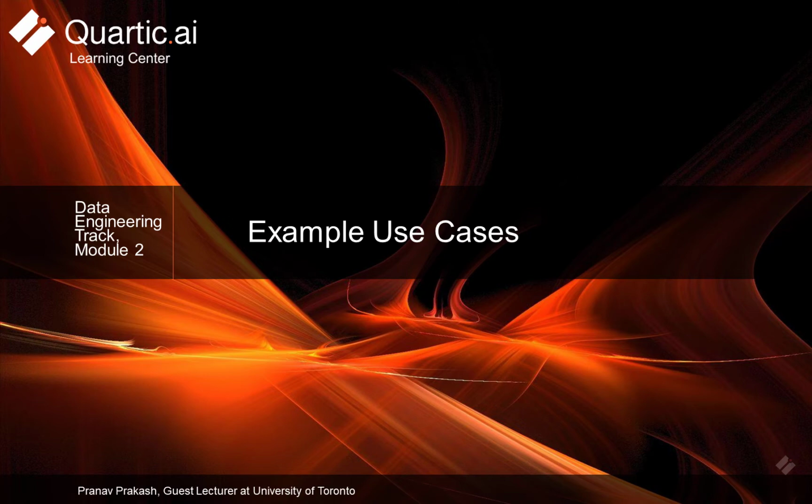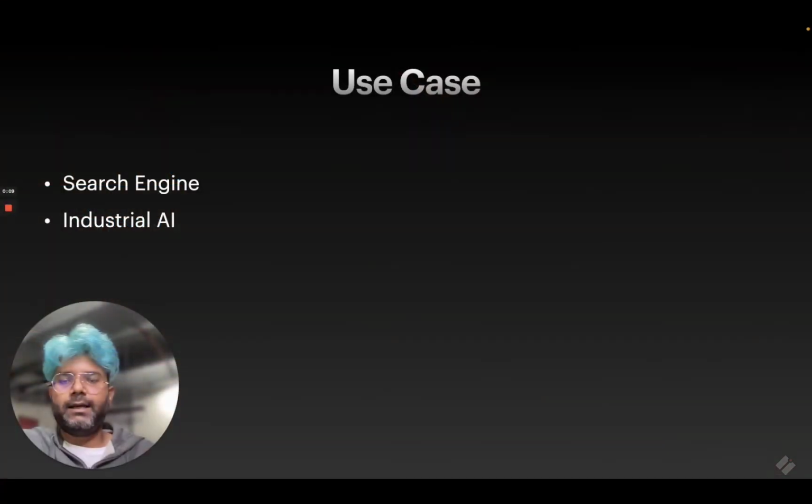Hello. Now we will be talking about the use cases and look at two specific use cases, and we'll go through a walkthrough as to how data is collected from these use cases, and eventually we'll go to the other aspects of transmission, storage, and processing. The first use case is a very common one, which is about search engine, and the second use case is about industrial AI or an enterprise AI.